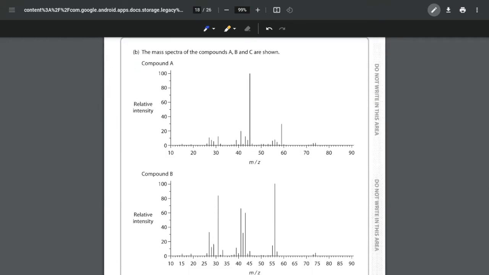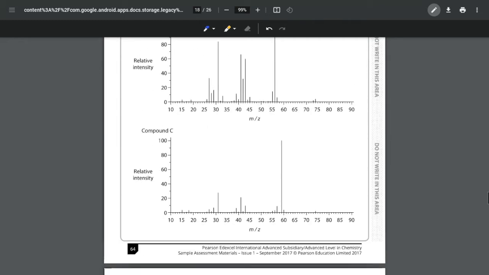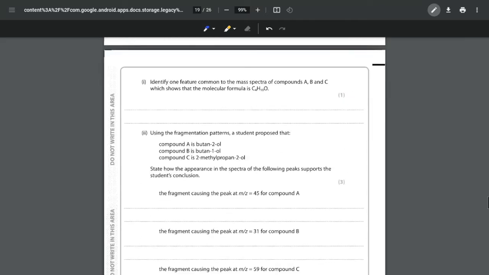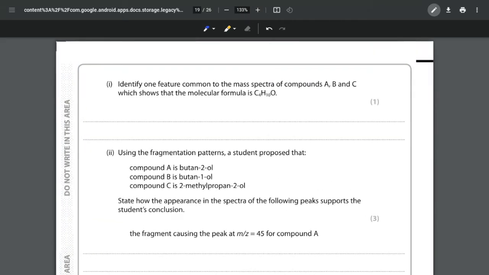Moving on to part B, we are moving away from infrared and now focusing on mass spectra. And again, we are given the mass spectra of compound A, compound B, and compound C. So let's scroll to the question. We want to identify one feature that is common to all the mass spectra, from A, B, and C, which shows the molecular formula is C4H10O.